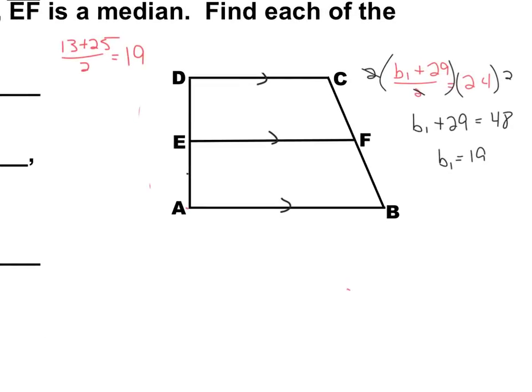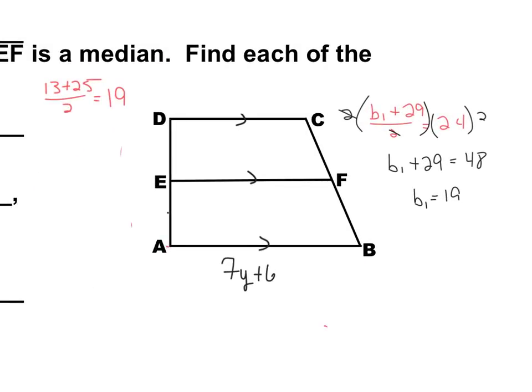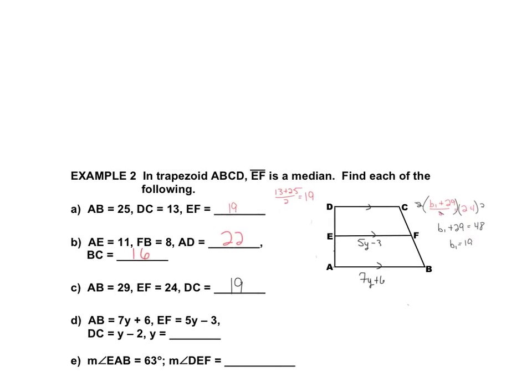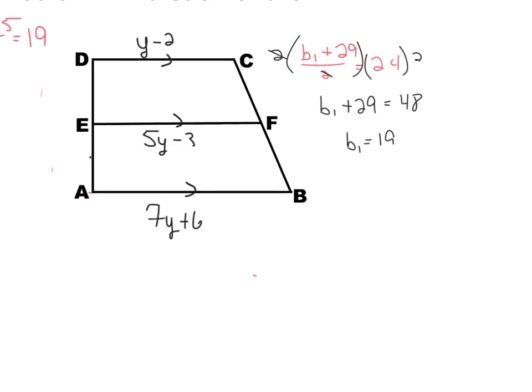AB is 7y plus 6. It tells me that EF is 5y minus 3. And then it tells me that the top, or the other base, DC is y minus 2. So this is basically what we've been doing. It's just now we have variables running around. So I'm going to set this up.